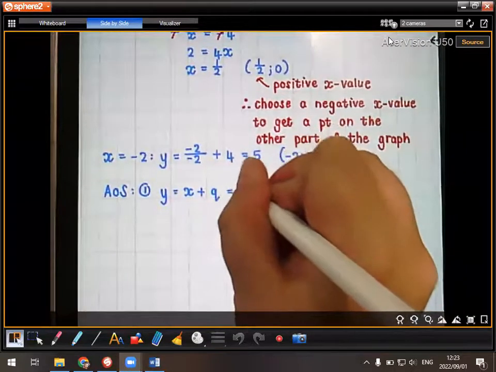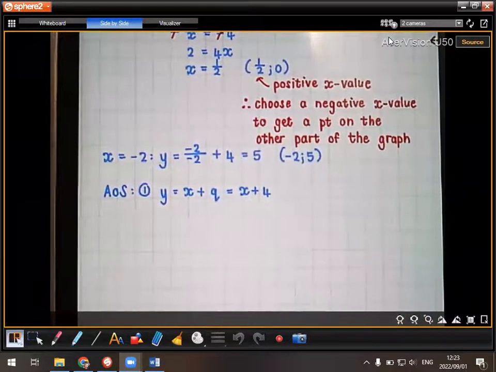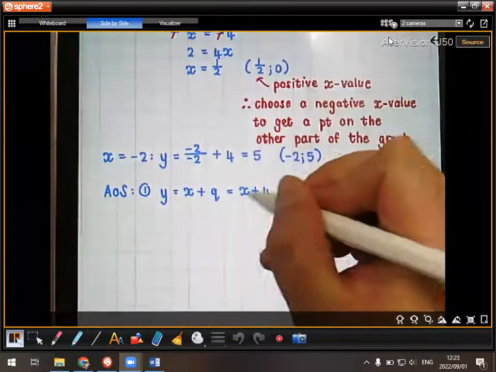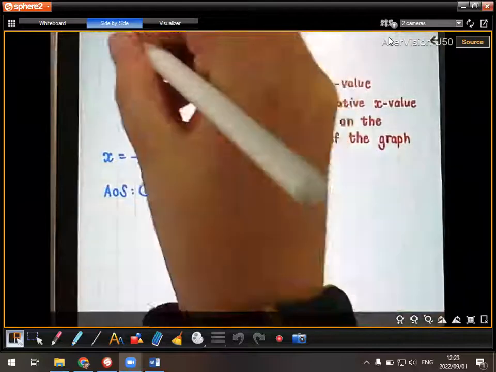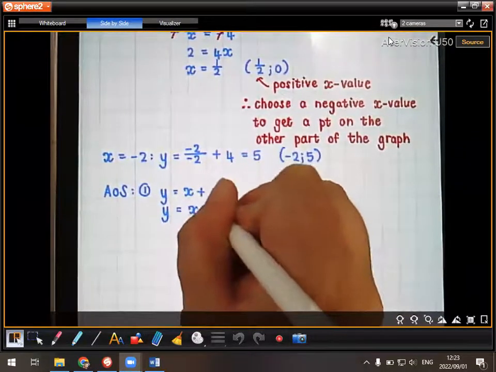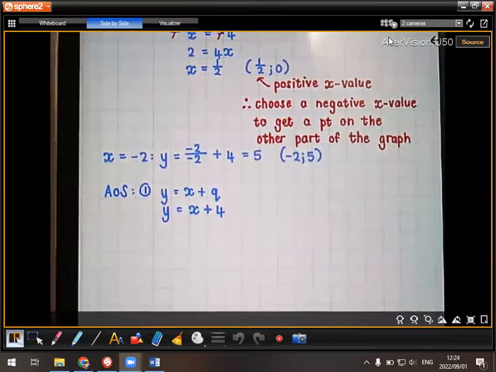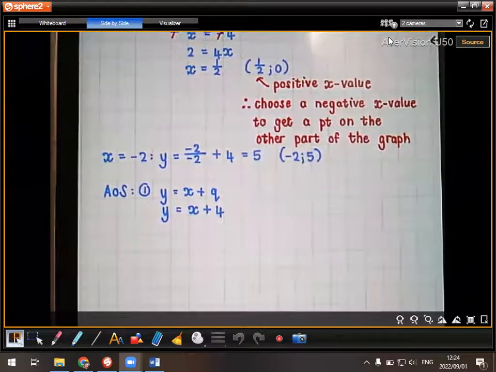So it's going to be x plus 4. Y equals x plus 4. Maybe I should write that underneath. You can keep it on the side, it's fine. We'll just rewrite it at the bottom. Y equals x plus 4. Guys, that's a straight line. Yes? With the y-intercept up 4.